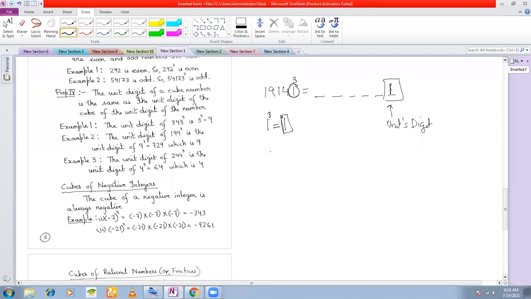Okay, so let's say this number. What should be the units digit here? 1 only. Why 1? You take 7 and cube it. 7 cube is how much? 343. What is the units digit here? 3. So the units digit here will be 3. Let us take another number.